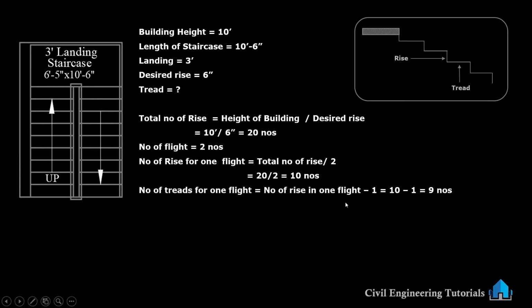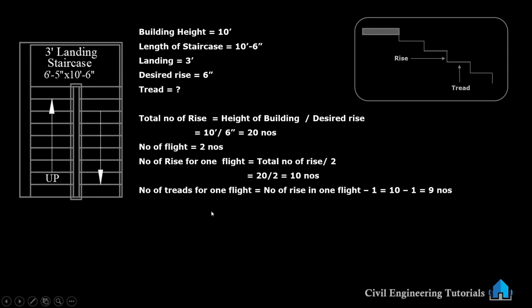Number of rise in one flight, because we are calculating number of treads for one flight. So number of rise in one flight, we have calculated 10 numbers minus 1. That is 9 numbers. See, tread means this 1, 2, 3, 4, 5, 6, 7, 8, 9. 9 numbers.